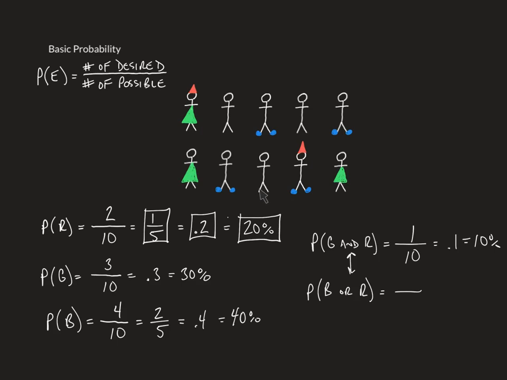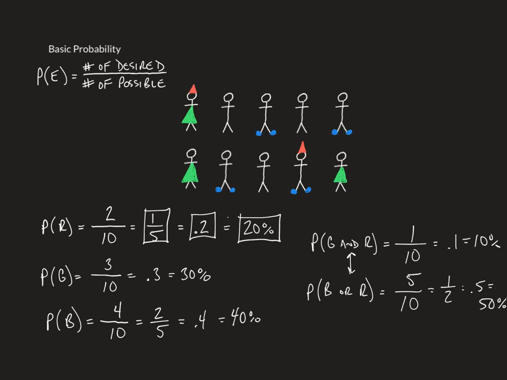This person has none. This person has the blue shoes, so they count. They have none. This person has the red hat, so they count. Nothing. Blue shoes, they count. Nothing. Blue shoes, they count. So I counted 5 people there who had one of those traits that I was looking for. And that's out of the 10 total people who are here, which actually ends up being 1/2, which I could write as 0.5 or 50%.